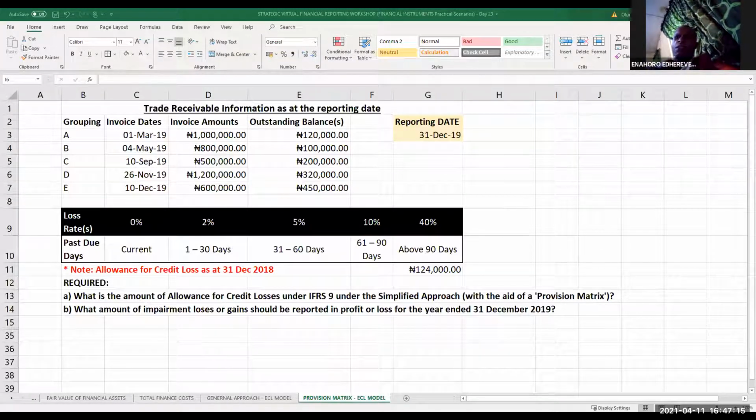Then there is an asterisk, a note that says the allowance for credit loss as at 31st December 2018 is 124,000. Required: what is the amount of allowance for credit losses under IFRS 9 under the simplified approach with the aid of a provision matrix? B, what amount of impairment losses or gains should be reported in profit or loss for the year ended 31st December 2019?